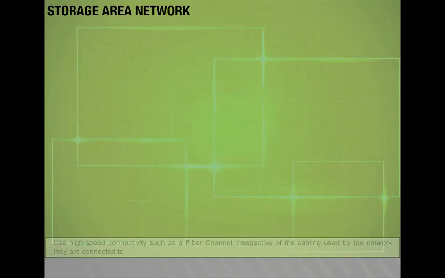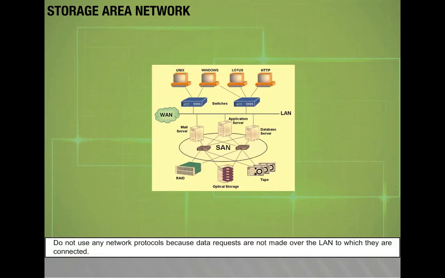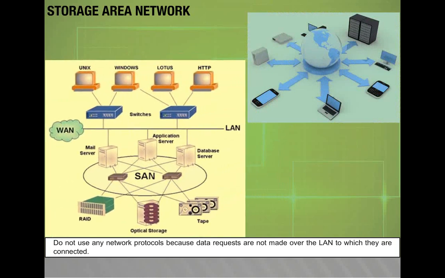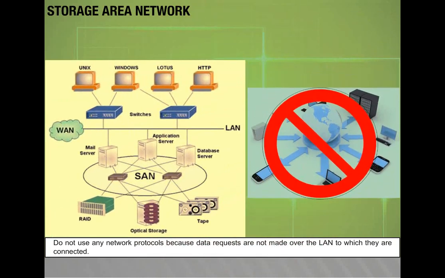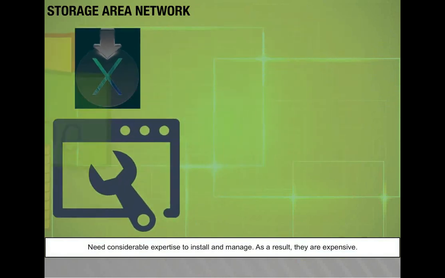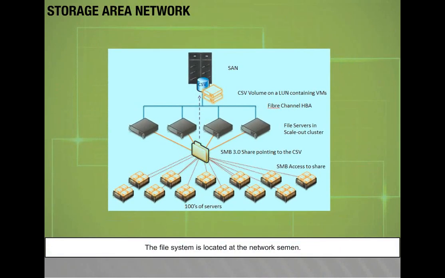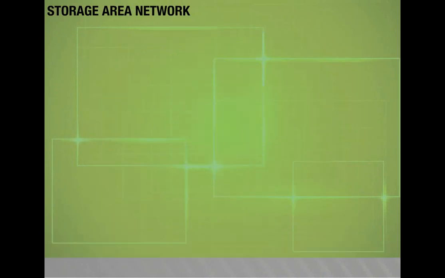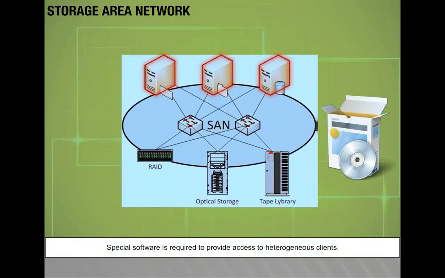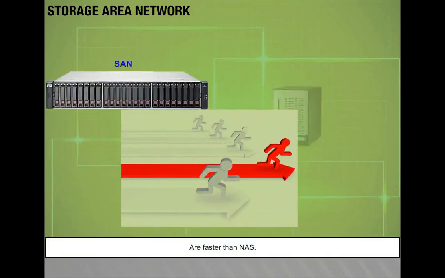Storage area network. SANs use high-speed connectivity such as fiber channel, irrespective of the cabling used by the network they are connected to. They do not use any network protocols because data requests are not made over the LAN to which they are connected. They need considerable expertise to install and manage. As a result, they are expensive. The file system is located at the network segment. Special software is required to provide access to heterogeneous clients. SANs are faster than NAS.